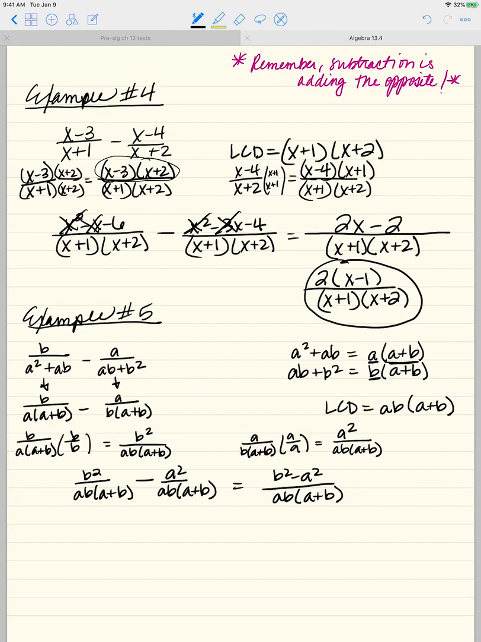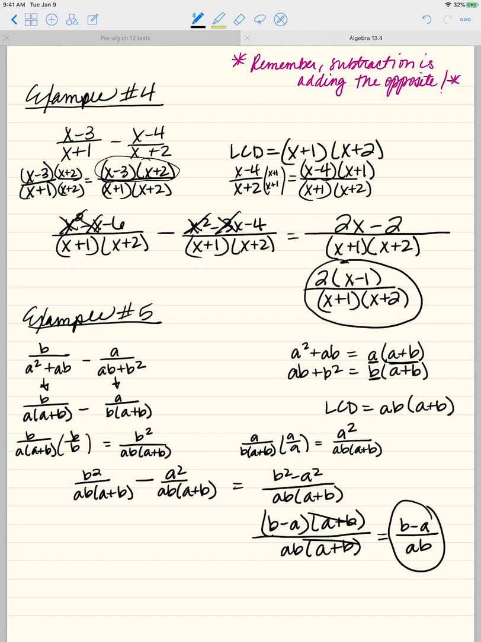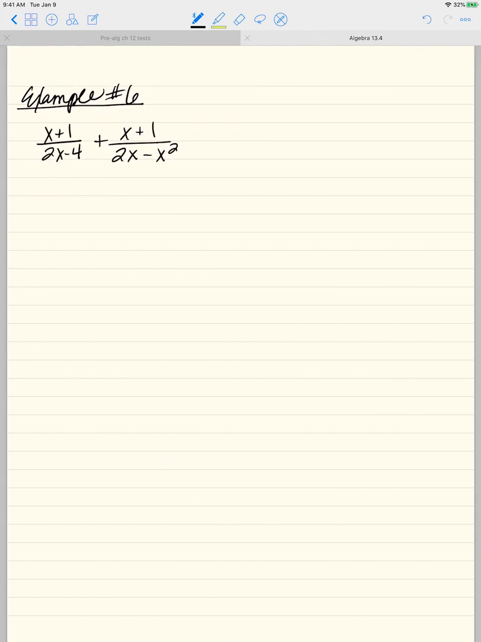Notice that our numerator is a difference of squares. So that factors to b minus a times a plus b all over ab times a plus b. So a plus b is going to cancel out, and I'm left with b minus a over ab, and that is as simple as that can get. And we are all done with that one.